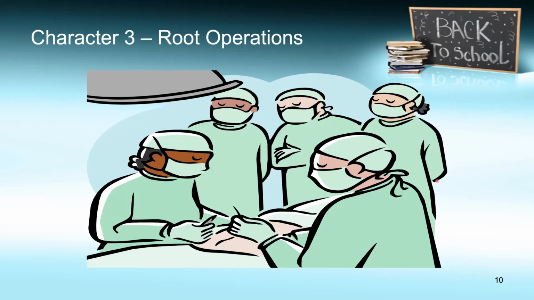Character 3 is root operation. Root operations really are the backbone of PCS. It's one of the most important characters in the PCS code because the root operation identifies the objective of the procedure, and it's usually what you're going to use to look up your procedures in the Alphabetic Index. It's usually going to be your starting place when you're in that index.